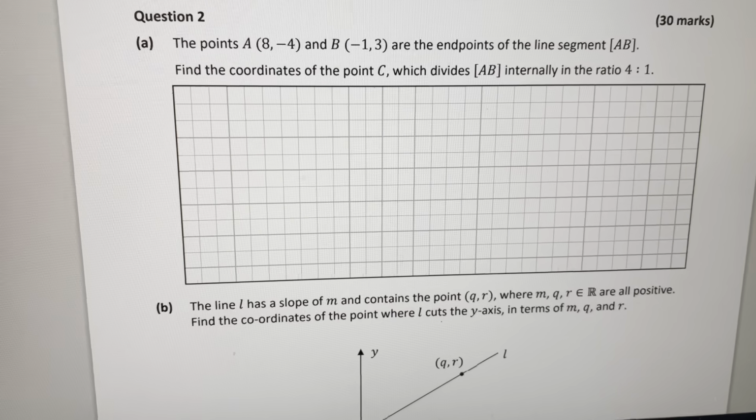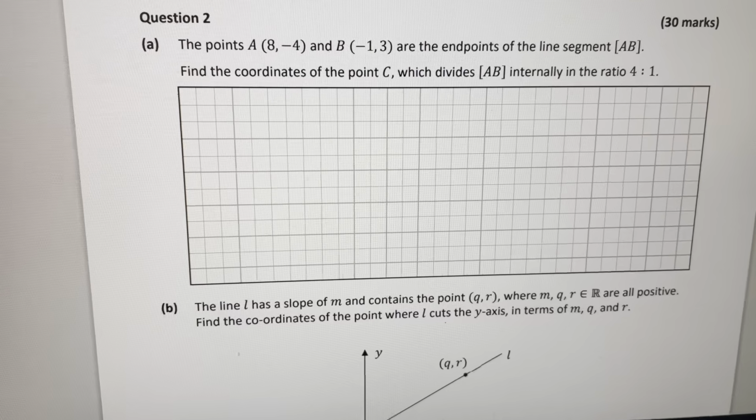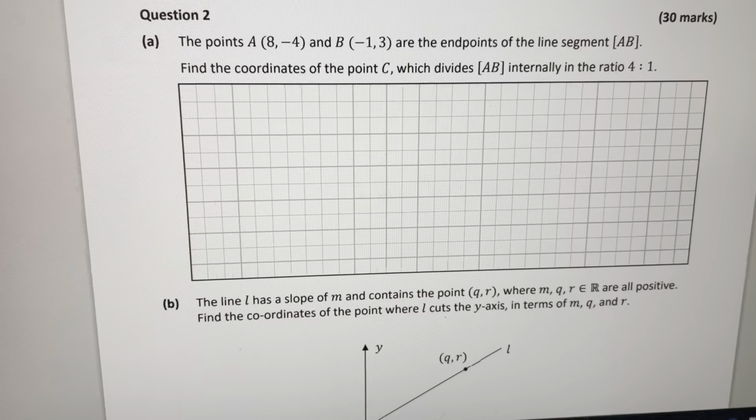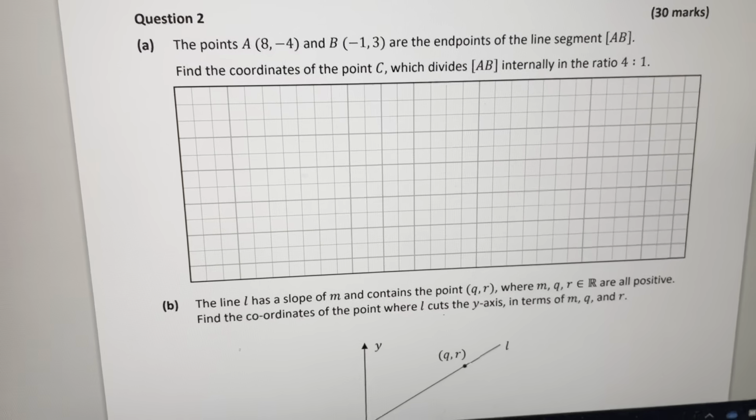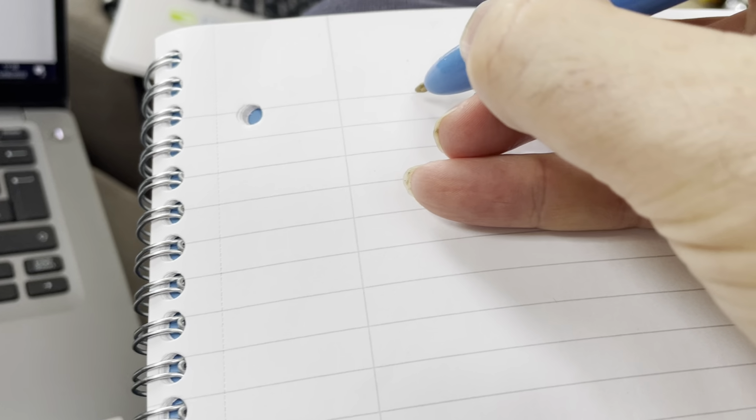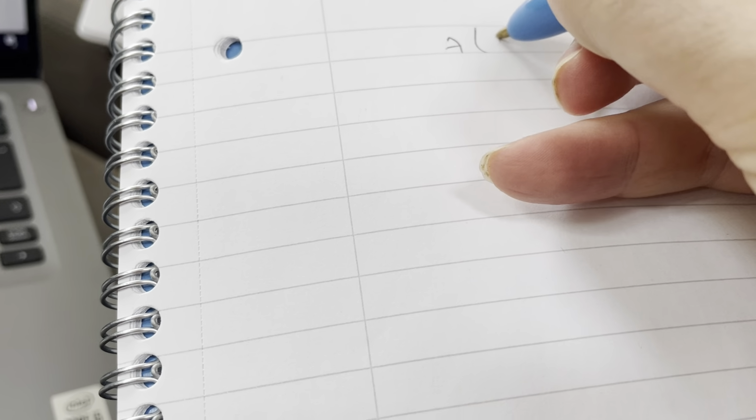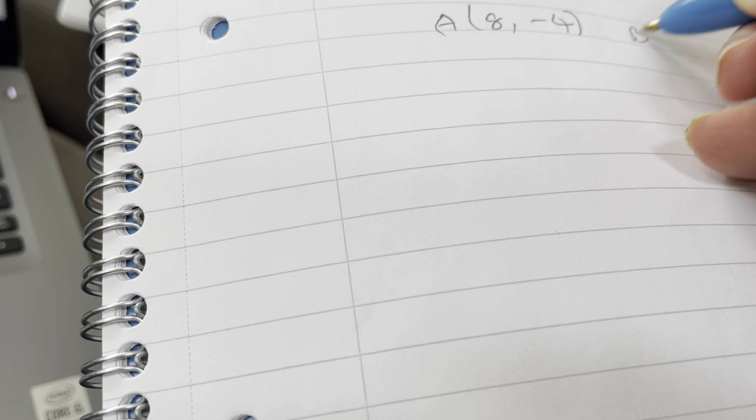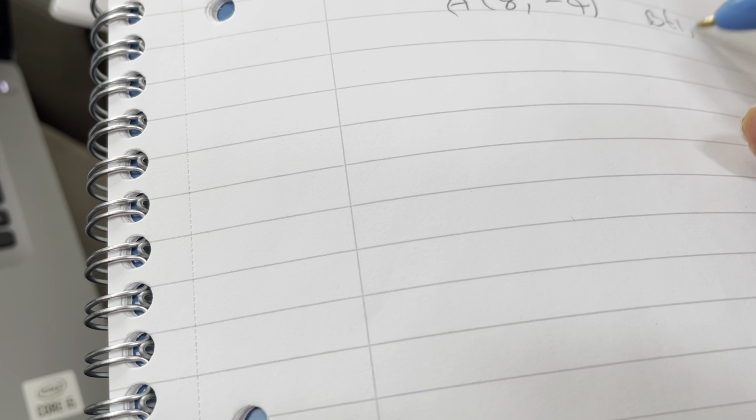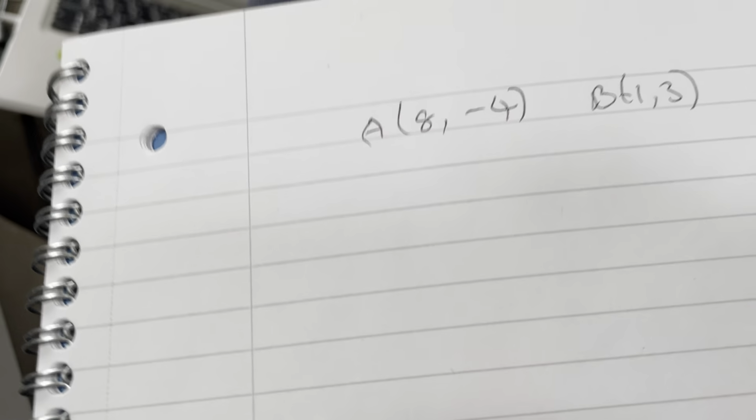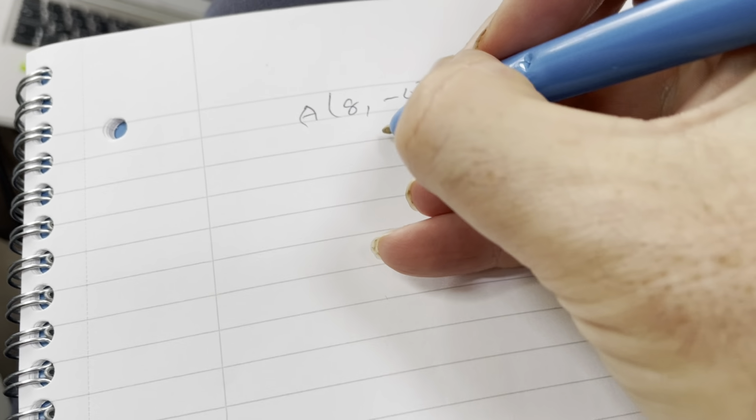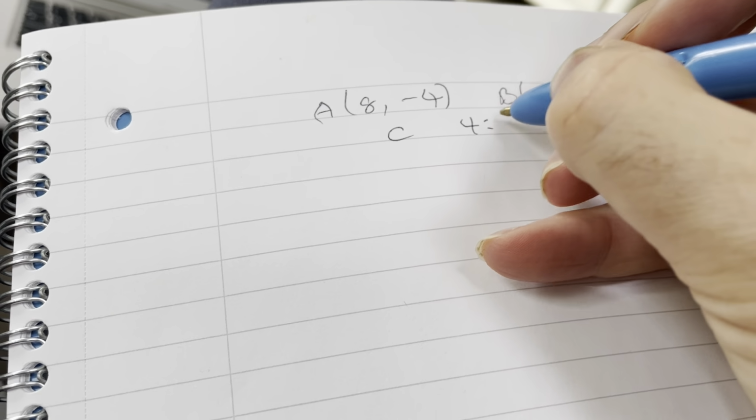Okay, so points A and B are the endpoints of the line segment. C divides AB in a ratio of 4:1. Find the coordinates of C. Okay, so A is (8, -4), B is (-1, 3), and C divides it internally in 4:1.